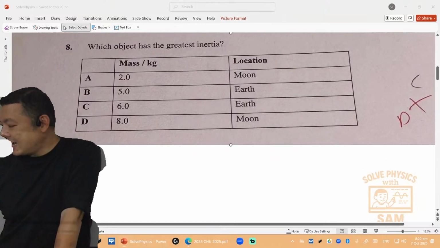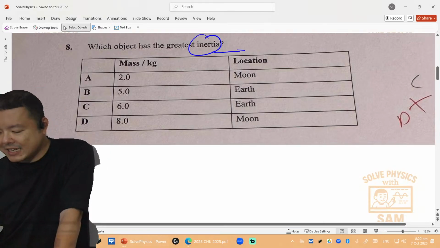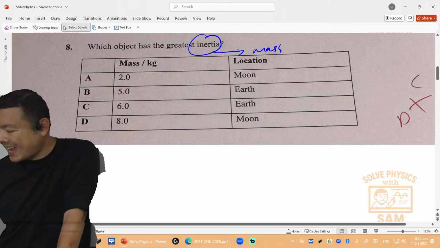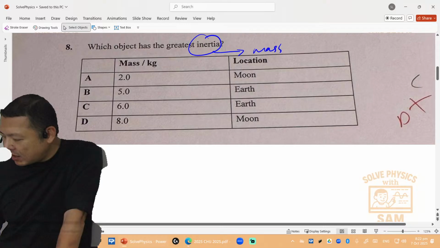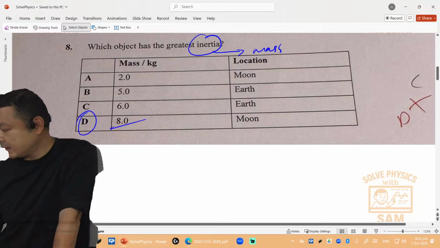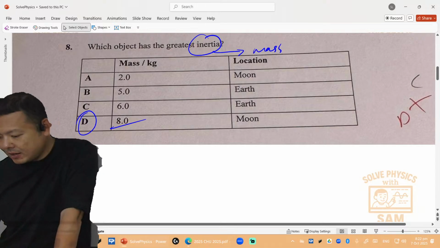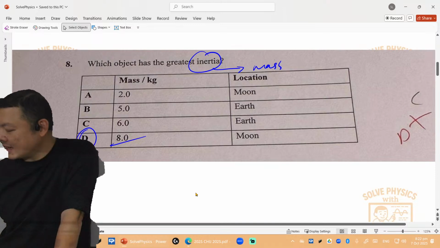This one here. Inertia is just mass. Don't care where, don't care what gravity, don't care if in outer space or not. The more massive it is, the more inertia it has. D is your answer straight away. Not about weight, it's mass.